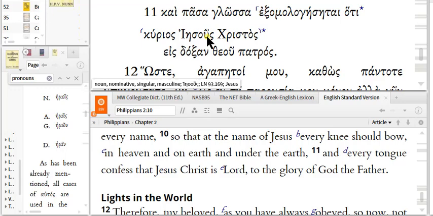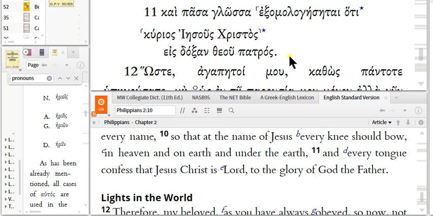Eis doxan, to the glory. What case is doxan? Accusative. It is accusative, isn't it? Why is it accusative case? Because the preposition eis takes its object in the accusative case. So to the glory, theou is what case? Yes, this is what case? Genitive. So it's to the glory of God. And then this is patros in what case? Look at the omicron sigma. That's also genitive singular, right? To the glory of God the Father.